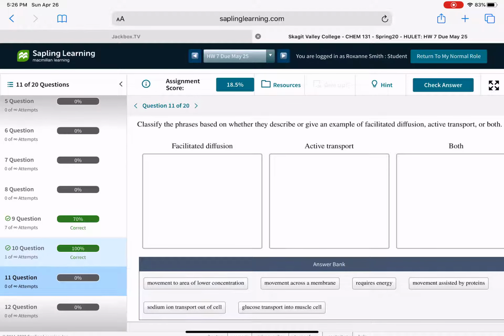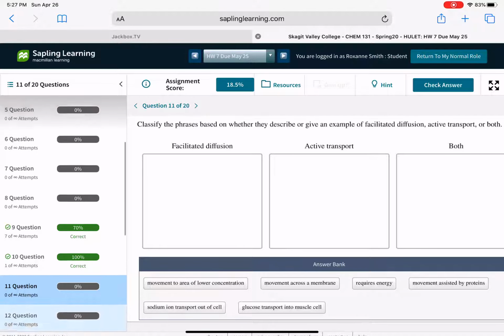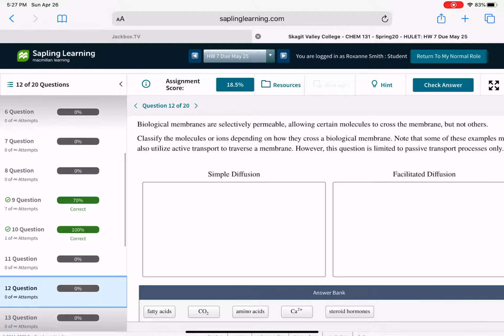So this time we have facilitated versus active transport. Facilitated diffusion is going to be the same thing as facilitated transport in your notes. Moving to a low concentration, moving across a membrane, requiring energy, assisted by proteins. This one should be easy for you to do. I'm going to move on to the next one.